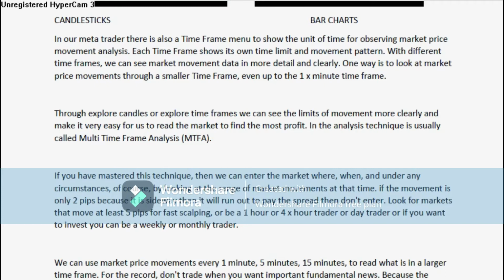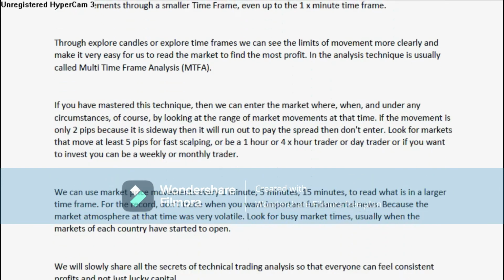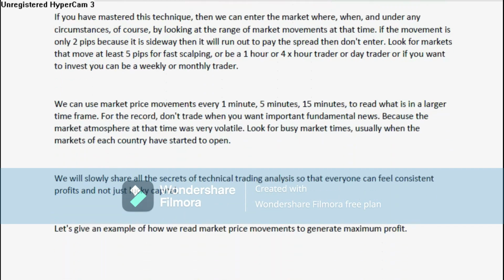This analysis technique is usually called multi-time frame analysis, MTFA. If you have mastered this technique, then we can enter the market where, when, and under any circumstances, of course, by looking at the range of market movements at that time. If the movement is only 2 pips because it is sideways, then it will run out to pay the spread, so don't enter. Look for markets that move at least 5 pips for fast scalping, or be a 1-hour or 4-hour trader or day trader, or if you want to invest you can be a weekly or monthly trader.